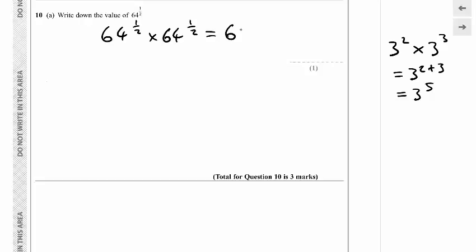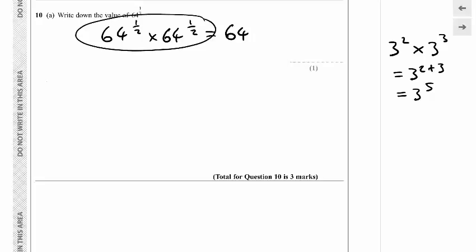So therefore, I just have 64 to the power of a half, add a half. What is a half plus a half? It's 1, isn't it? So 64 to the power of 1. What's 64 to the power of 1? Well, I'm not multiplying by another 64. I've just got 64. So it's just 64, right?